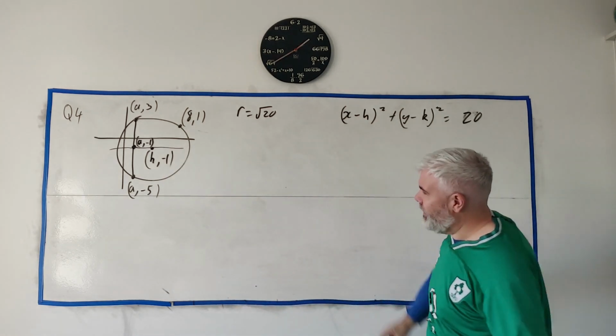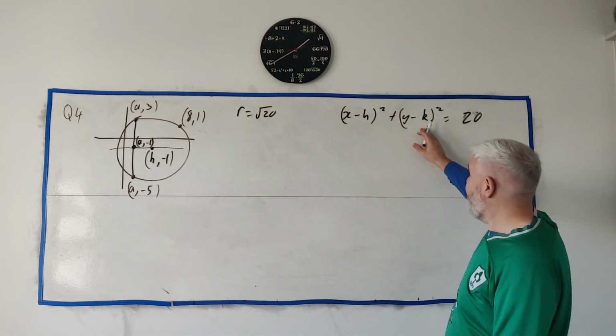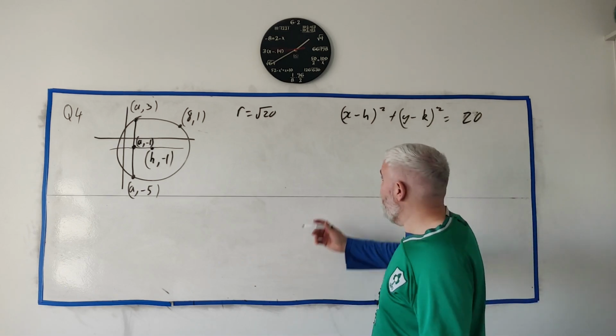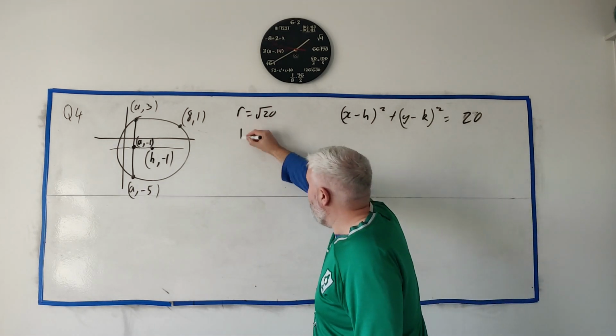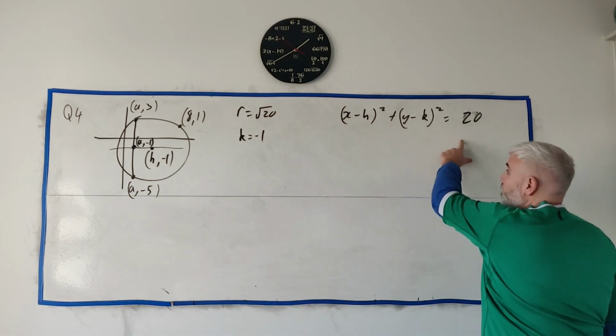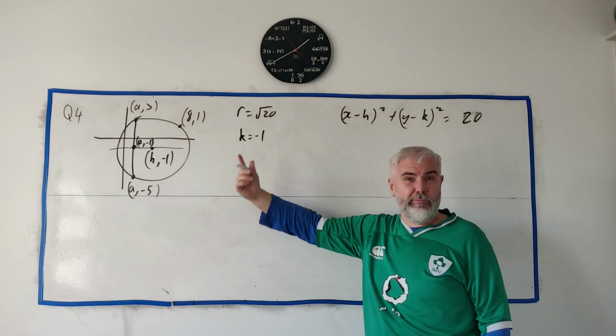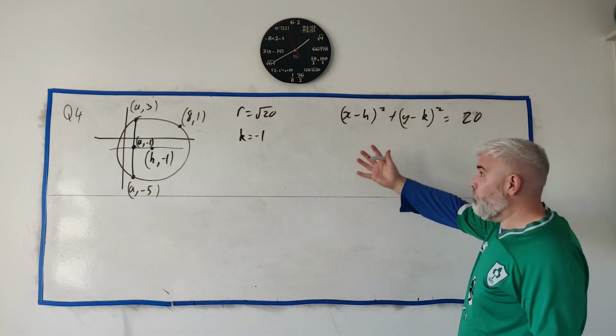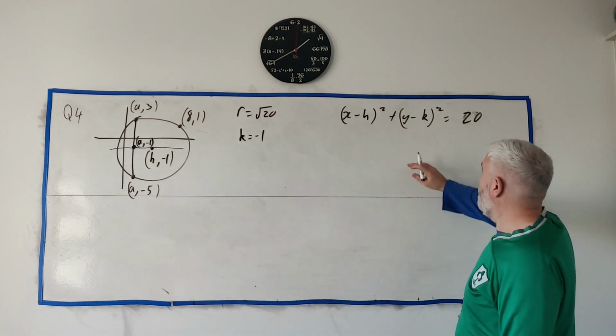So sorry, I said I could find H. My mistake, I could find K easily enough. So that means I now know K is equal to minus 1. So of the 3 things we need, I already know 2 of them. Again, we never really needed A. And we have an equation.